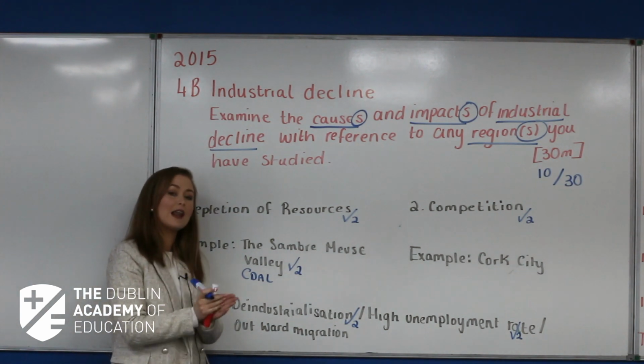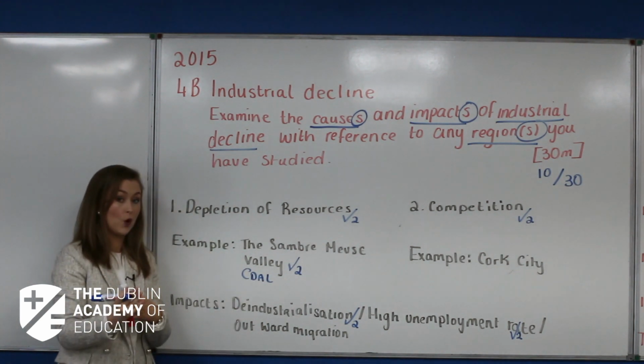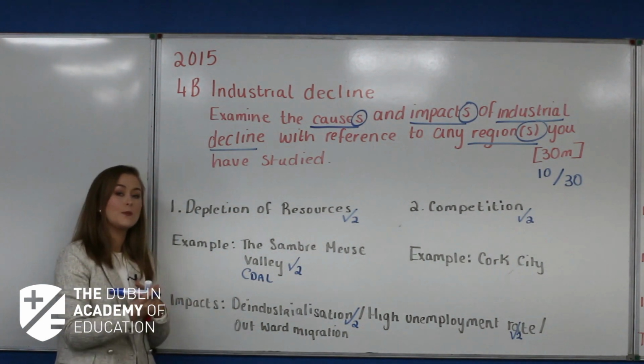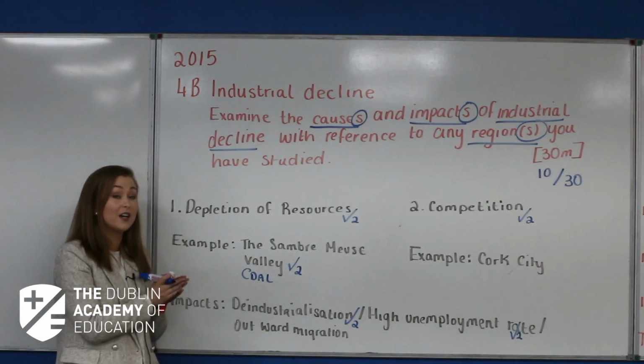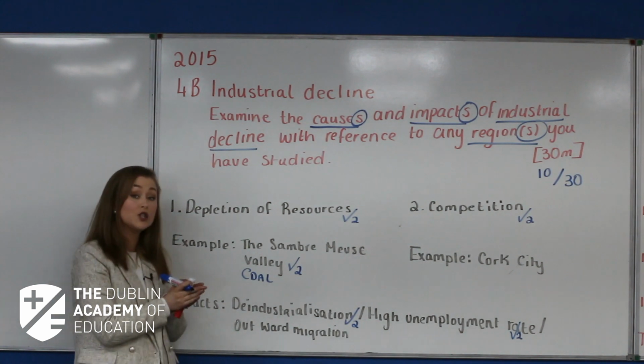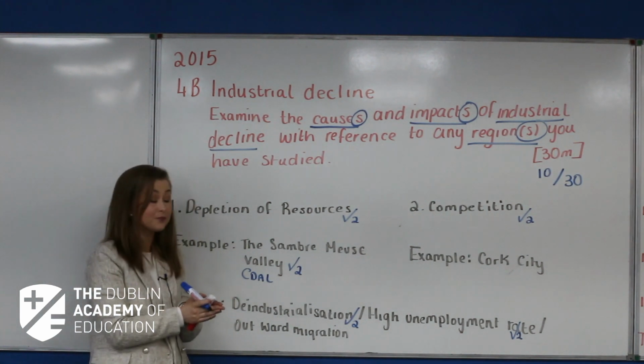Learn the Sambre Meuse Valley for an entire essay, okay? So learn your 15 SRPs for the Sambre Meuse Valley. And that will actually cross over very, very nicely with your cultural region for language, Belgium.